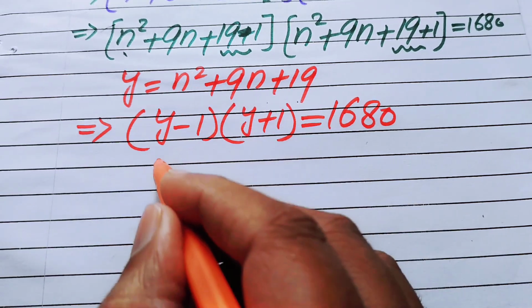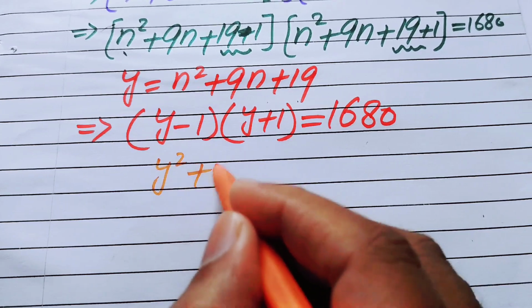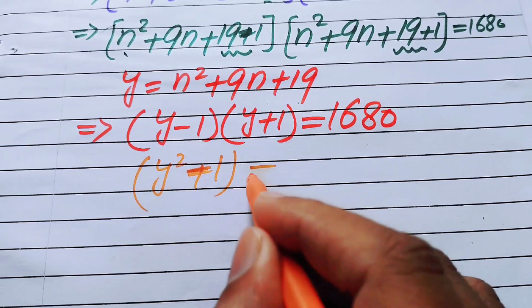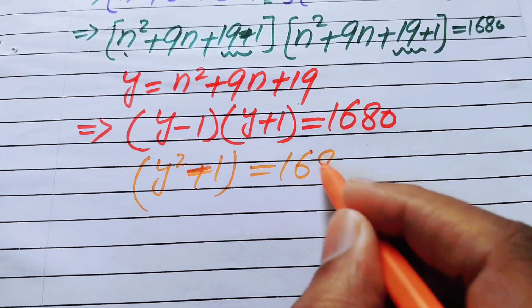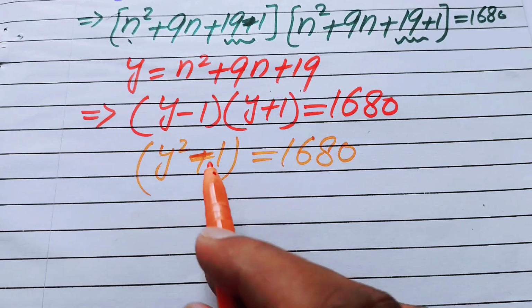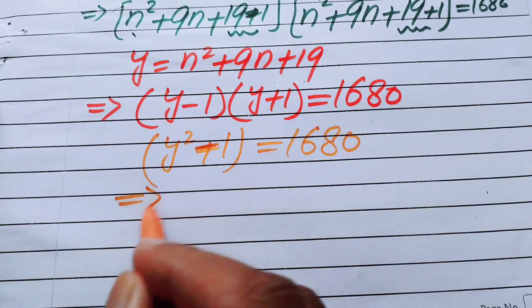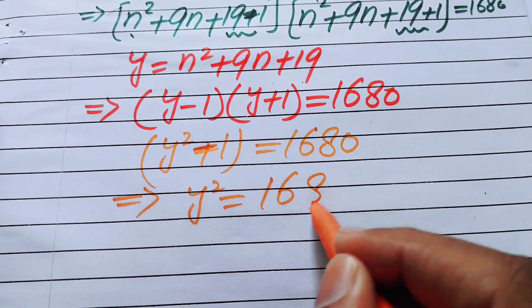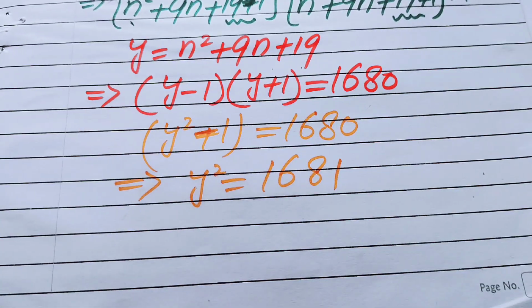Now you can easily use the formula here, and we write these terms as (y-1)(y+1) = y squared minus 1, and it equals 1680. Now we move this minus 1 to the right hand side, and you get y squared equals 1681. In the next step we will take the square root on both sides.